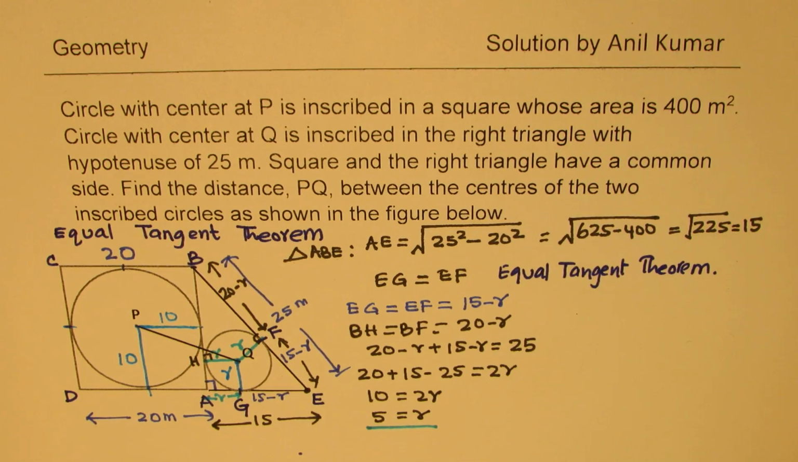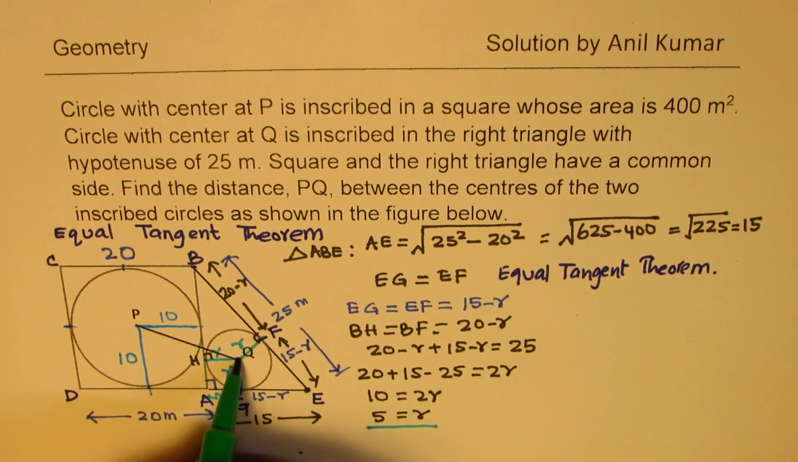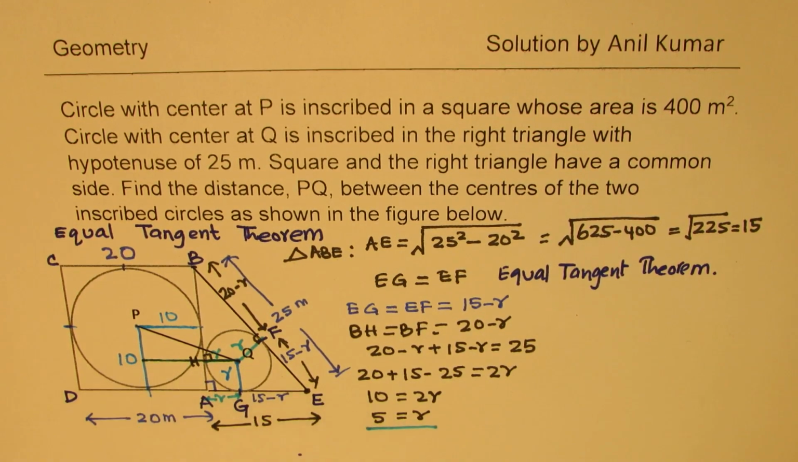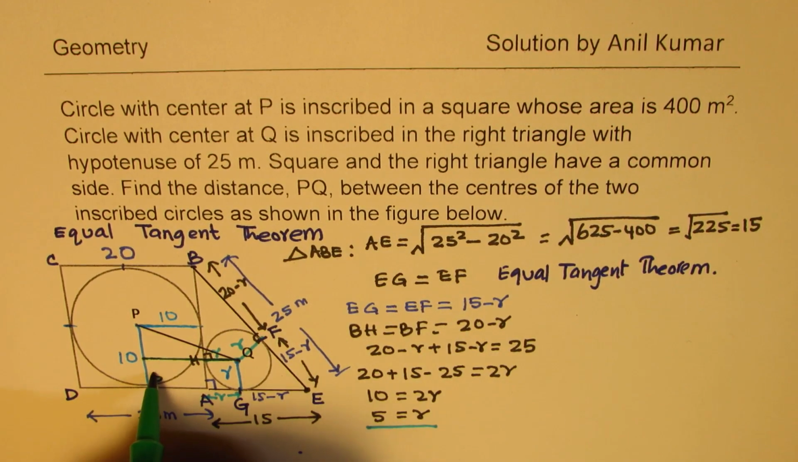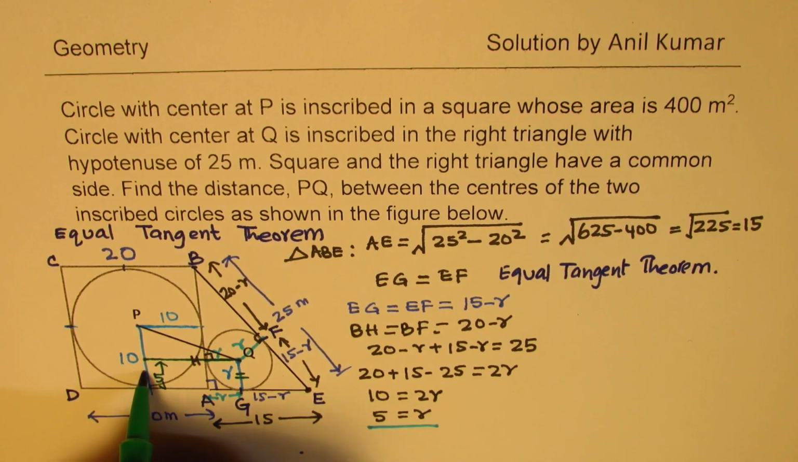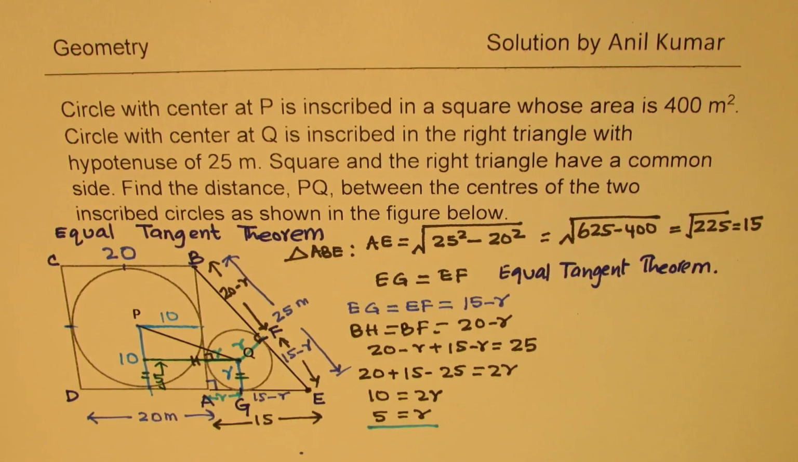So we got one thing. And now, see what we are going to do. We need to find PQ. So we'll just extend this line. Do you see that part? So we know that this length here is 5, since this is equal to R. Is that correct? This length is 5.